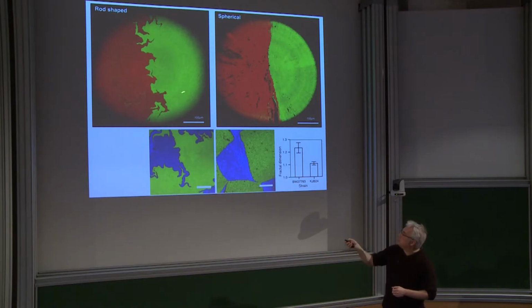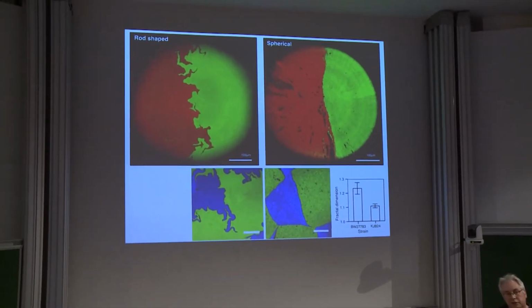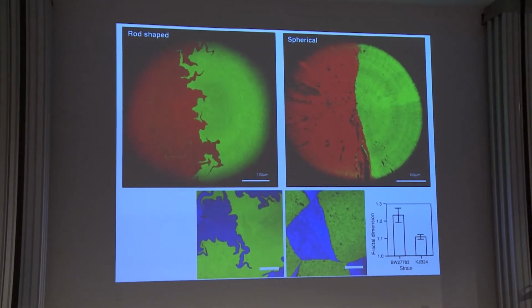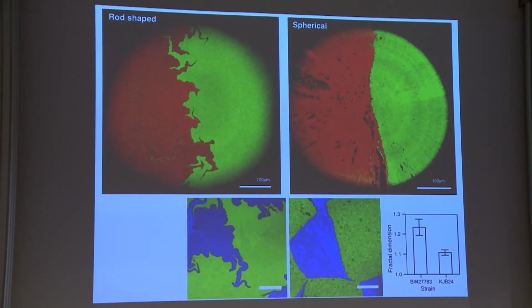This is again real data, this is not a model, where you've got plasmids, one bearing a red fluorescent protein, one a green fluorescent protein, which are segregating at the first point of division, and the consequent daughter cells are interacting at the boundaries to create these fractal-like boundaries. In the case of the RodA mutant, where you've got these roughly spherical cells, you get a much smoother boundary. And you see the fractal dimension is much lower in this case.